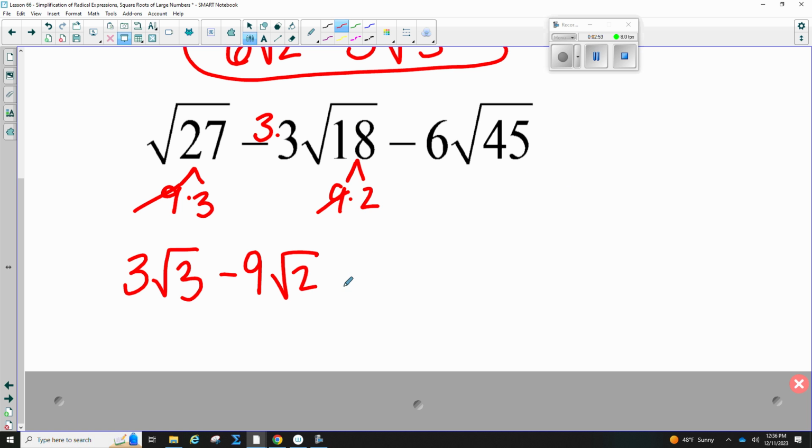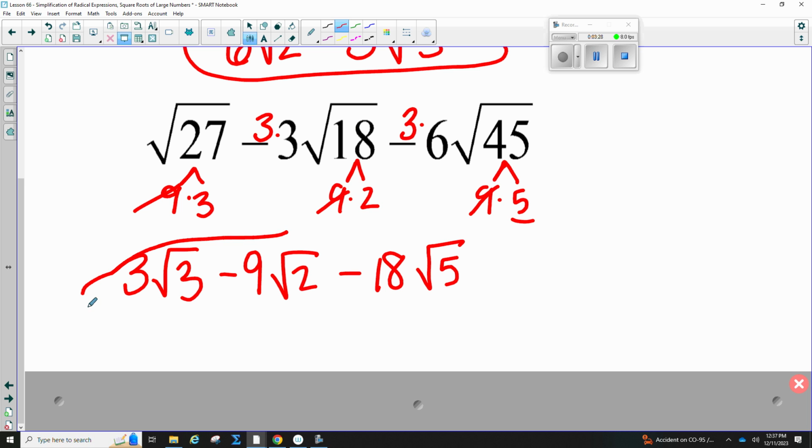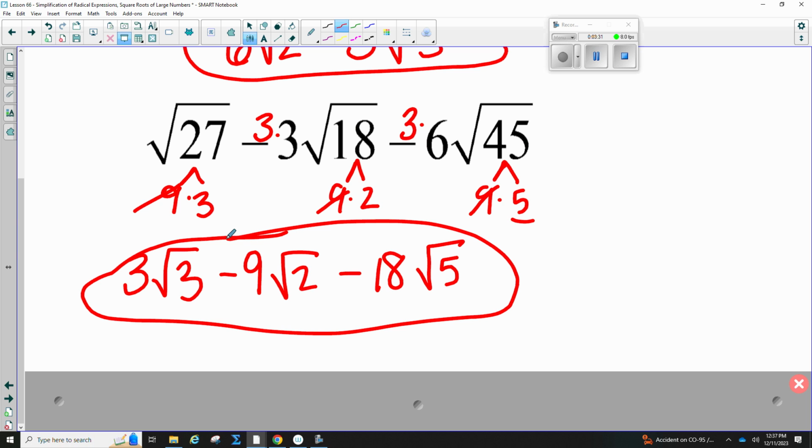Now I have this 45. What's a good way to break down 45? 9 times 5 would be a good way because 9 is a perfect square number. Again, you're looking for perfect squares. That's why I'm picking the ones that have 9s in them or 4s in them, okay? And so the 9 we take the square root of, which is 3. And that 3 is going to multiply to this 6 that is already here. So that's an 18. And then the root 5, he stays inside the house. Do any of those add or subtract? Well, that's a no, because we have a root 3, a root 2, and a root 5. All right, so they stay separate.